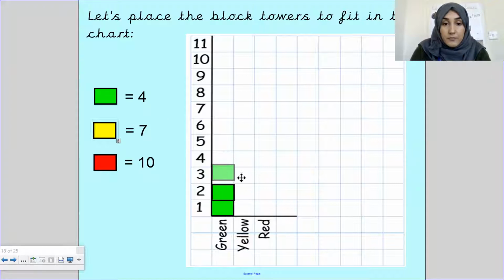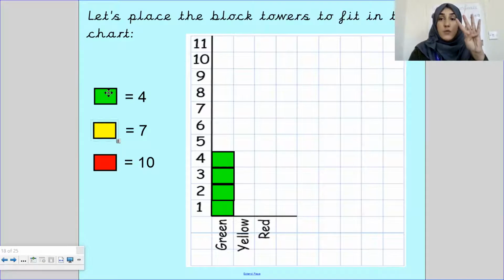Next. And, oh, nice. And next. Okay, 1, 2, 3, 4. Now, do I need any more? No, because it's telling me that there are only 4 green blocks. Now, how many yellow blocks are there? Can you tell me? Shout it to your screen.